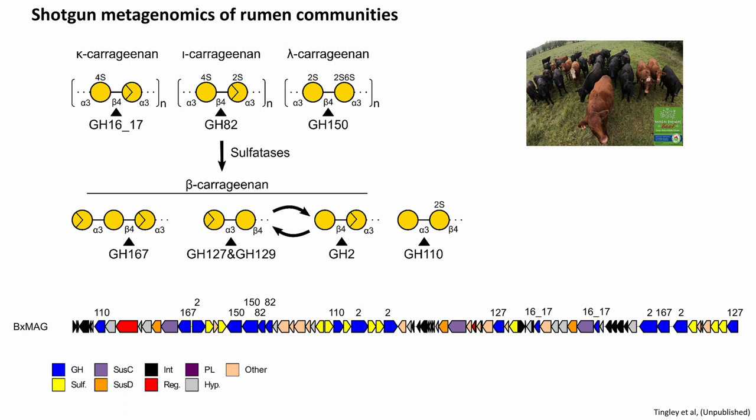So here are our kappa, iota, and lambda carrageenans, and then the different families of enzymes. You can try to map them down into here, or you can just believe me when I tell you that they are there. Okay, this is very exciting. So we've got this pathway now that would be required. We found evidence for it.